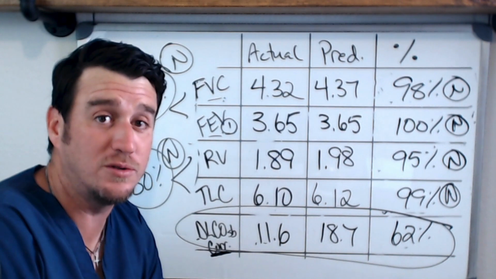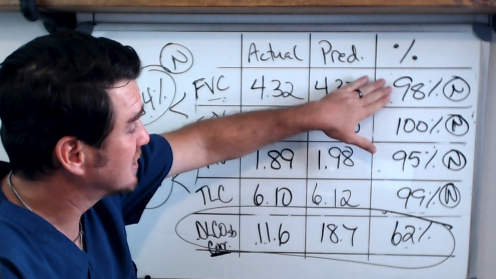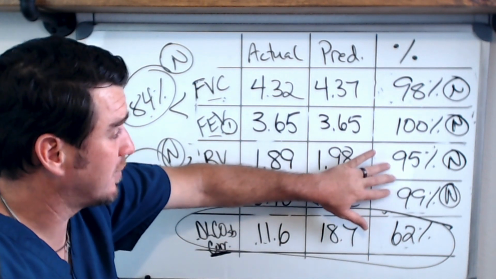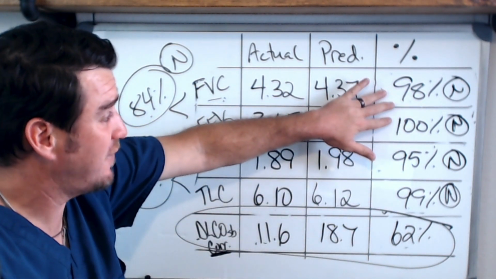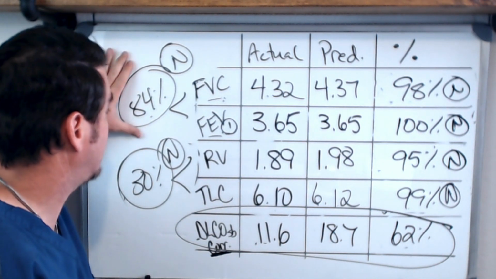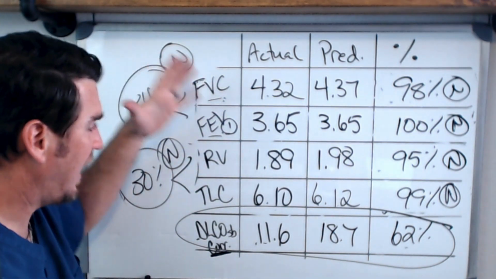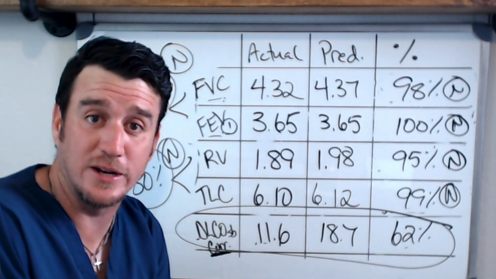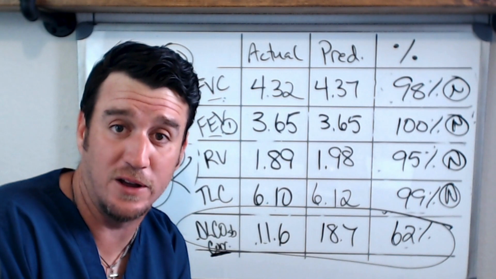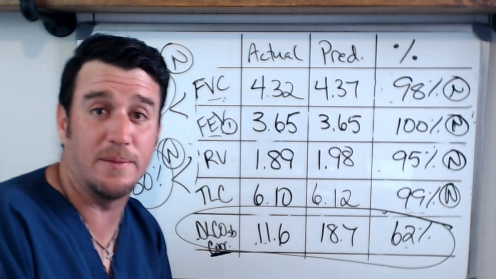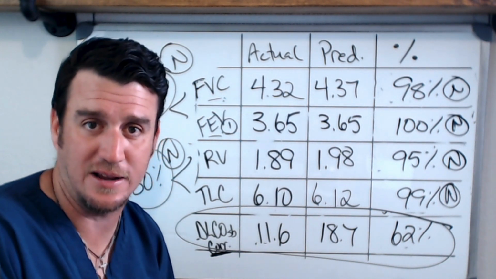This person also doesn't have a restrictive disease because all of our volumes here are normal. Their volumes are within normal range. Our FVC and our FEV1 were in normal range. Our FEV1% is greater than 70%. And all of this checks out good. So what's going on here? Well, the answer is you have a problem with your pulmonary blood flow at the pulmonary capillary level. This is an example of what pulmonary hypertension looks like.